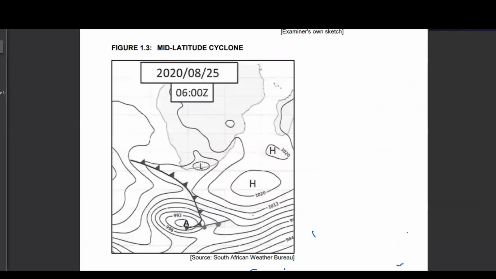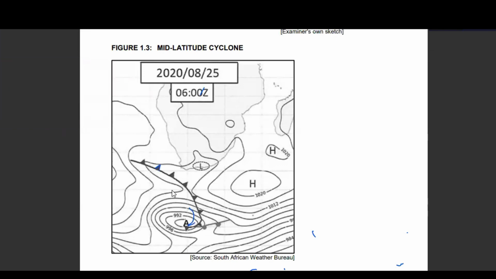We go back to the system. The system is here. What evidence do you see from here? A is here. And there's a cold front here, there is a warm front. What evidence do you see that this is really a mid-latitude cyclone? Hope you understand. You can see, learners, here. So you can see the cold front. Can you see it? This is a cold front.